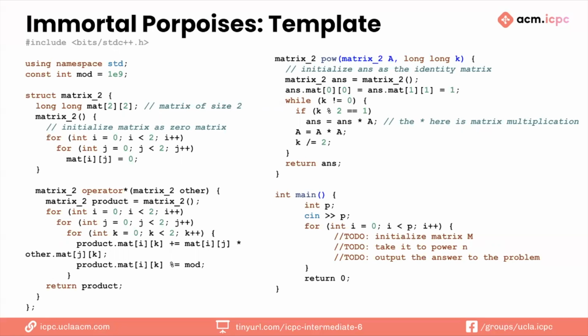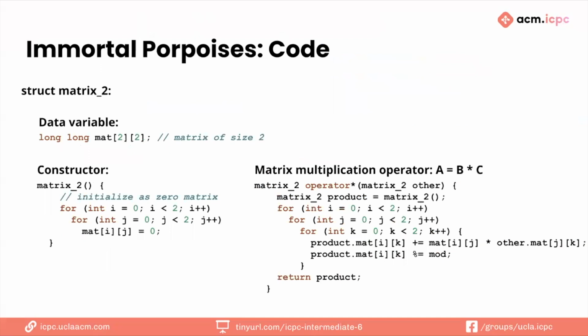In the problem statement, there was a condition that we need to output the value modulo 10 to the power of 9. That's why we have this modulo. And then we have a structure matrix 2 and its methods. And then we have two more functions. So let's first consider the structure, struct matrix. So struct matrix has 3 parts in it. First is the data variable, which is a 2x2 two-dimensional array of integers, which will hold our data values. It has a constructor, which zeroes out the matrix. So all the values initially are 0. And finally, it has a matrix multiplication operator.